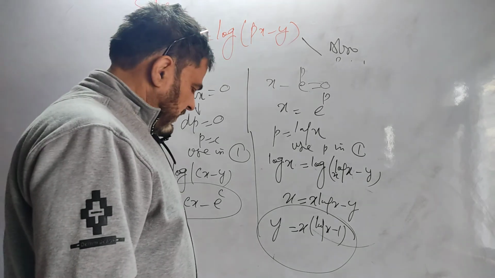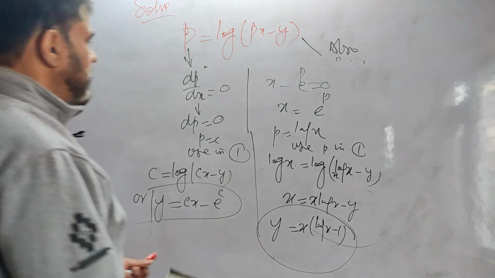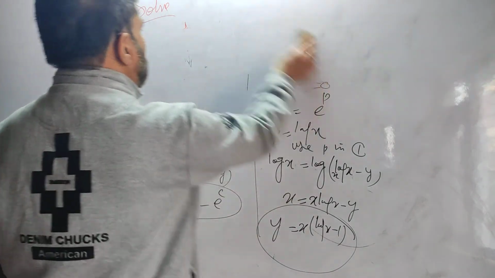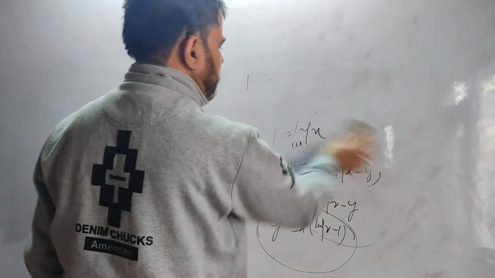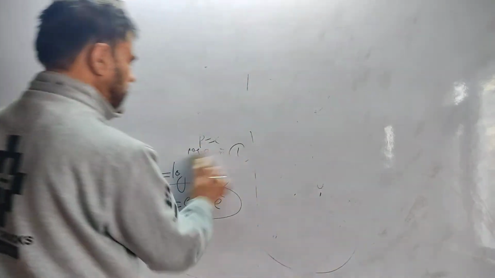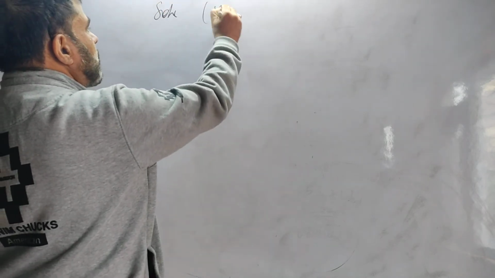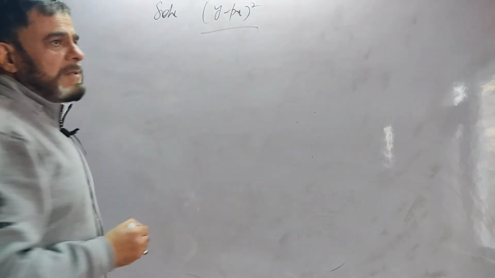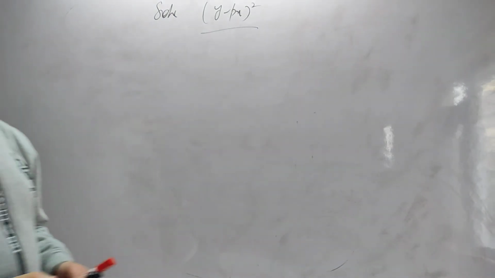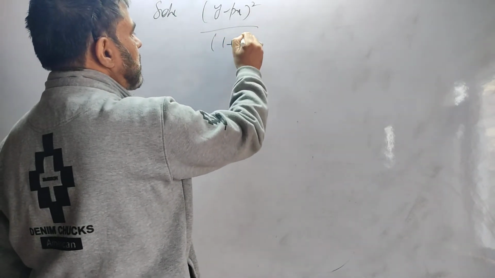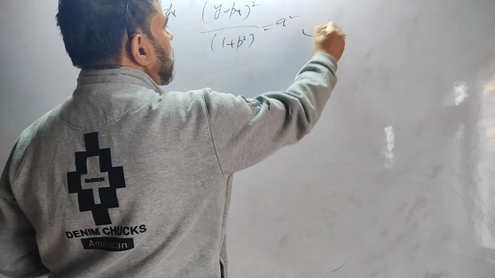Let us now finally discuss what is known as an equation reducible to Clairaut's form. I will give you later on some methods for how we reduce. Let us have one more question. Suppose you want to solve y minus px squared by 1 plus p squared is equal to a squared.